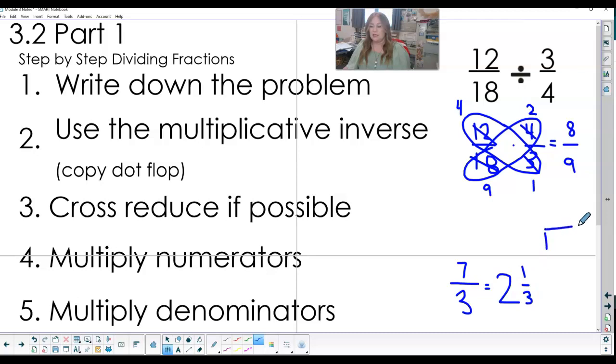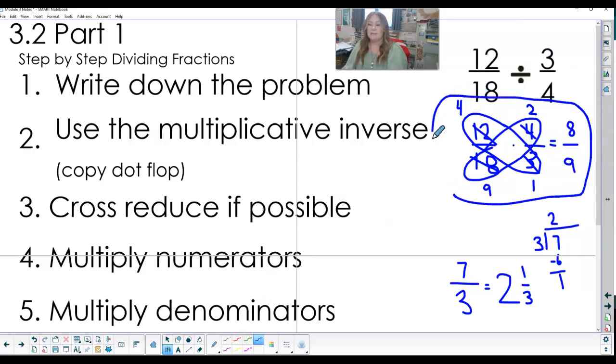Or I can do 7 divided by 3, right? That goes in there 2 times, which is 6. There's 1 left over, 2 and 1/3. So if you do have an improper fraction, you will need to change that over to a mixed number. But here's your 5 steps, and you should have this example here on your page as well.